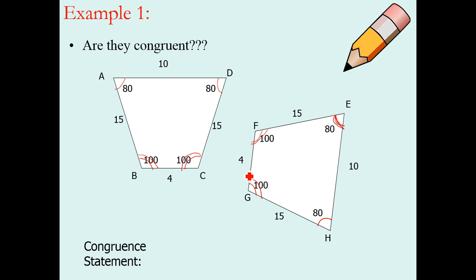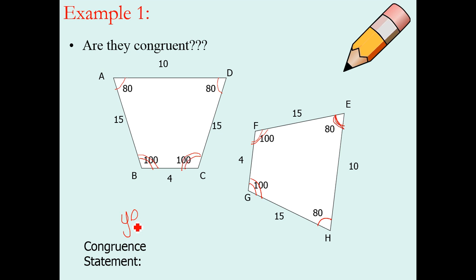Then we would need to be sure to check all the side lengths. AB has a side of 15, so does EF. AD has a side of 10, so does EH. HG is 15, so is DC. So when we've determined that these two figures do have all the same measurements, that is, they are marked the same in terms of length, or congruent, then we can go ahead and say, yes, these two figures are congruent.